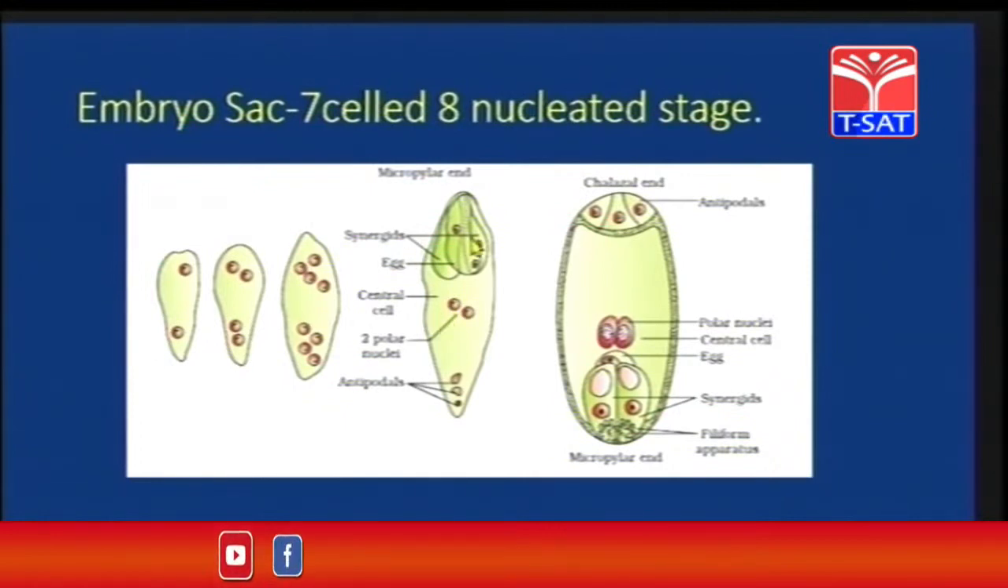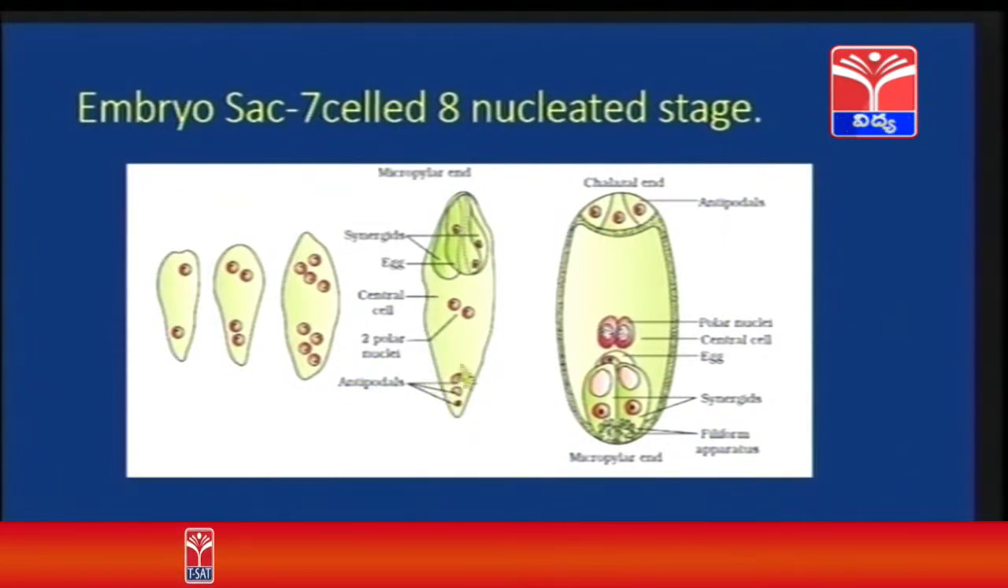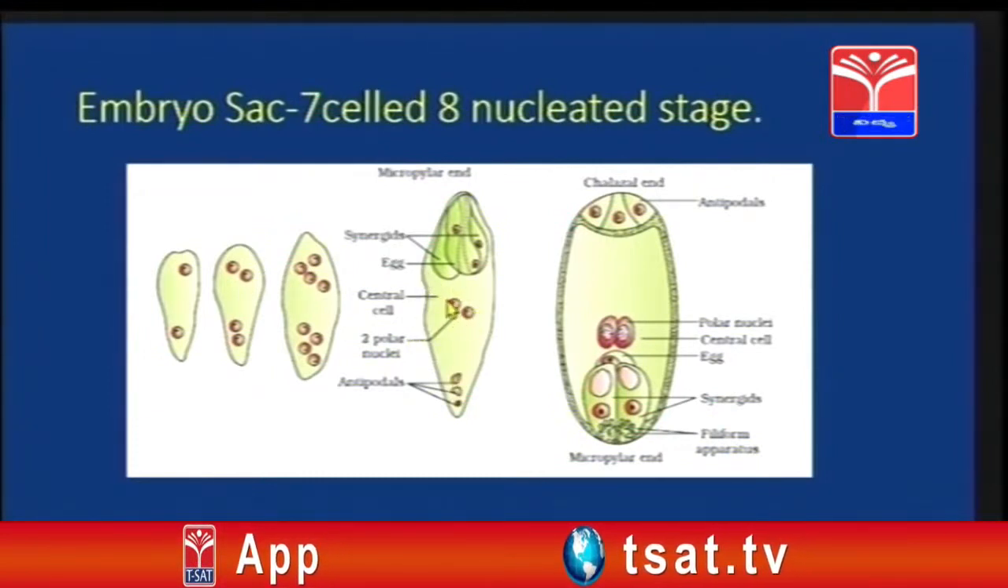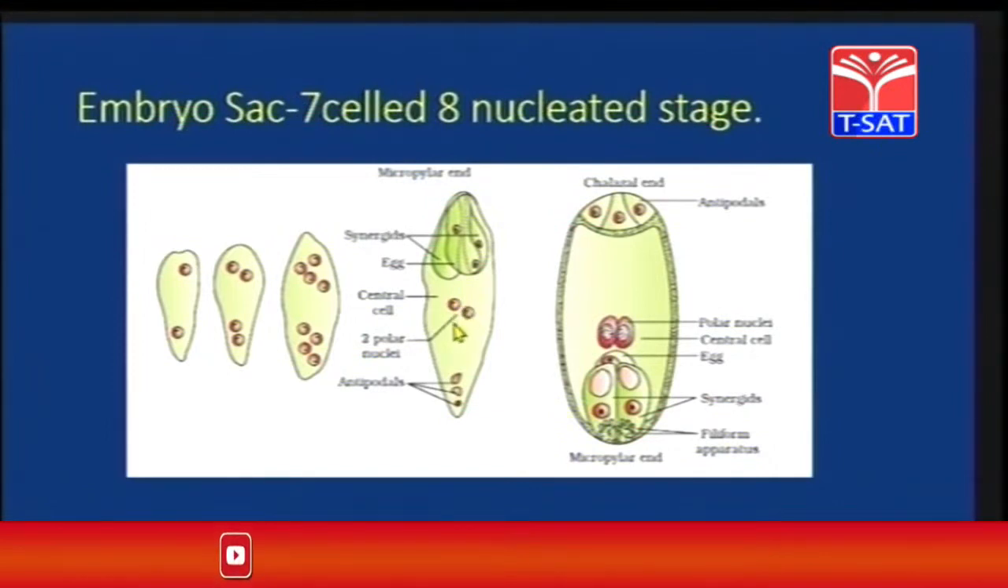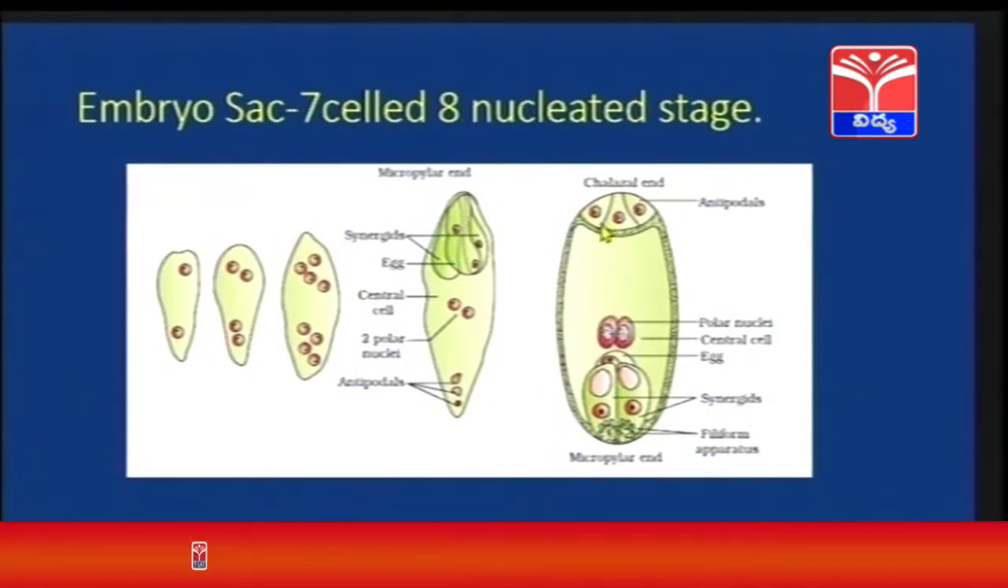So, the upper side consists of 3 cells with 3 nuclei. The lower side consists of 3 cells with 3 nuclei, whereas the remaining 1 nucleus from each pole migrates towards the center and we call them polar nuclei. Let us study the diagram in detail. As you can see here, the antipodal structure has come towards the upper side.